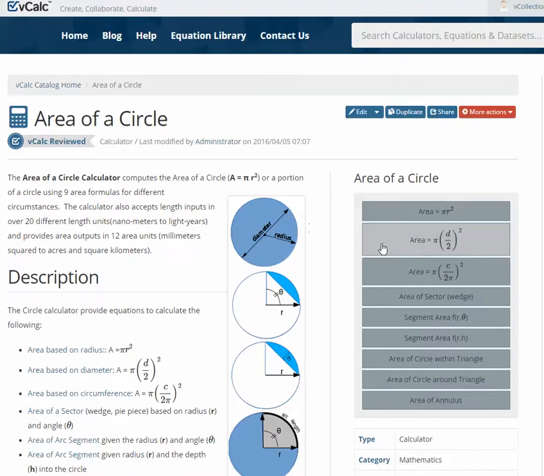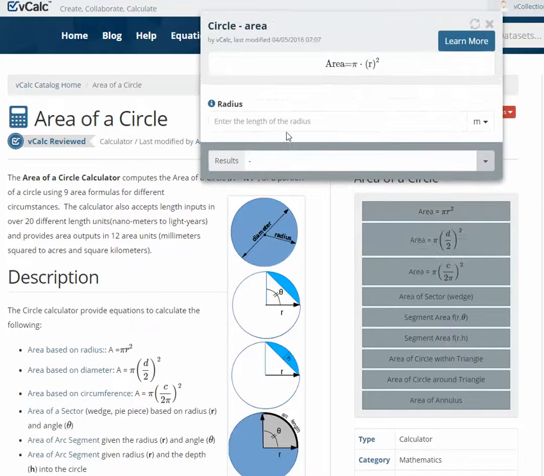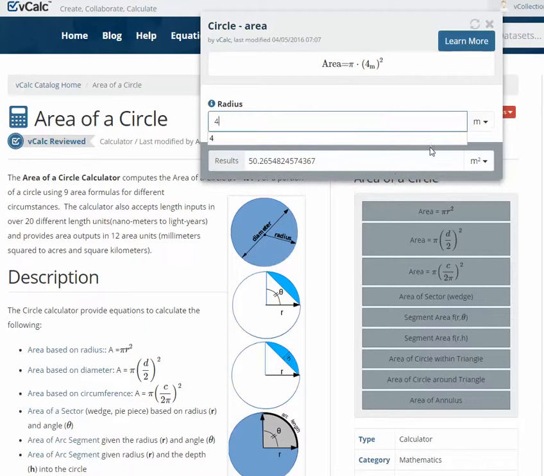of a circle calculator. So if you come up to this first one, you can click on area is equal to pi r squared. And in this case, you can enter in the radius, that's the r, from the center to the edge. So in this case, I'm going to go ahead and say that is 4, and it handles units. We're going to leave them for this whole demonstration in the default units, which are meters and meters squared.